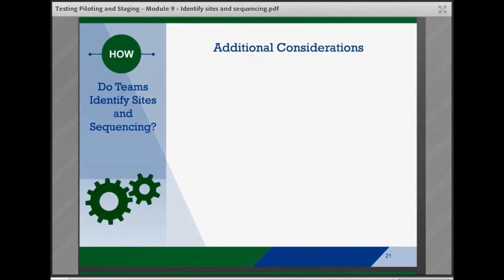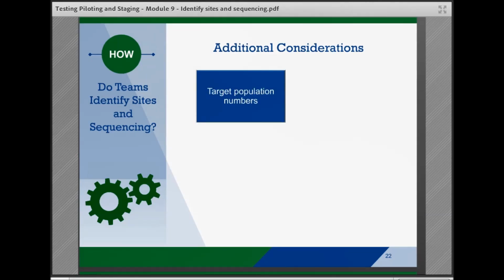Teams should also consider the following factors when planning how to best scale up and sequence sites. Target population numbers. This provides teams an opportunity to prioritize those areas where needs are greatest and the intervention can have the largest impact.